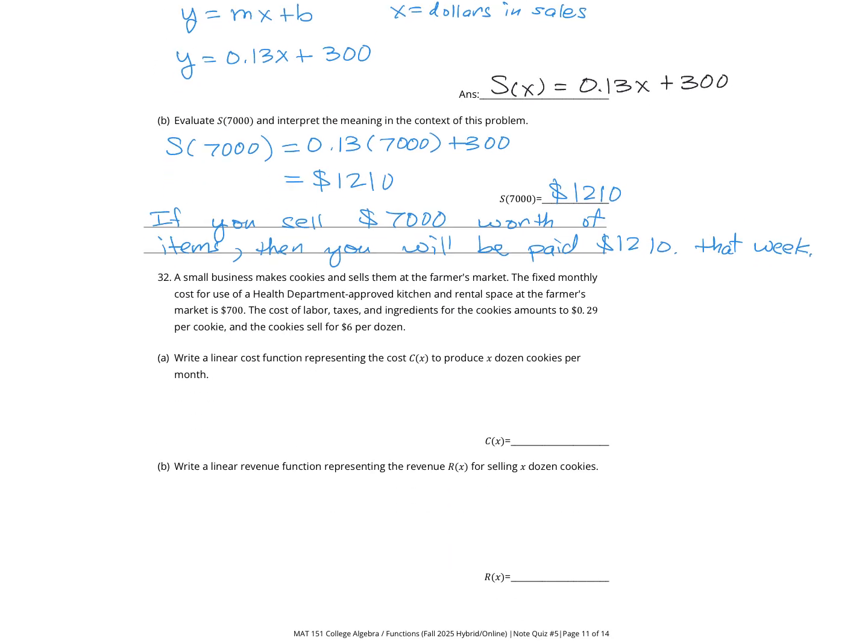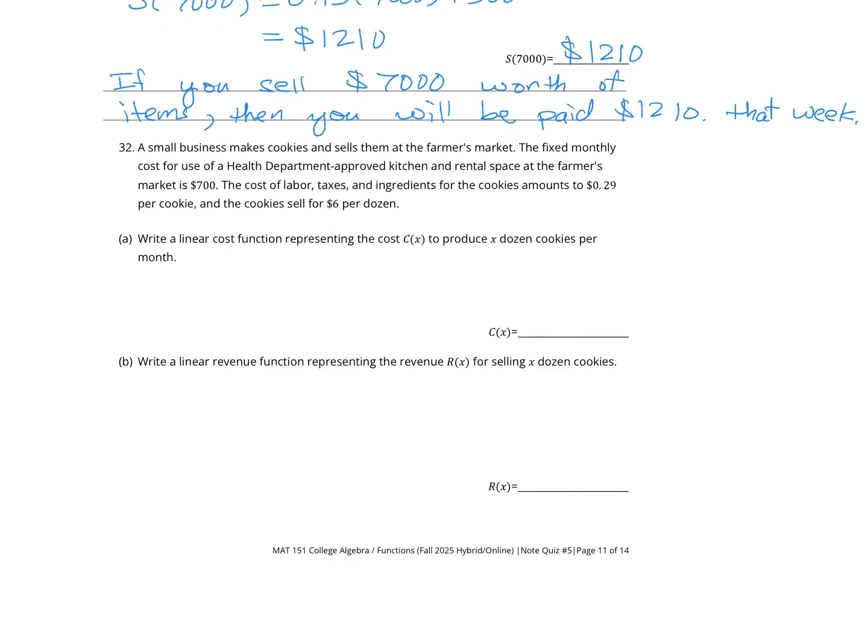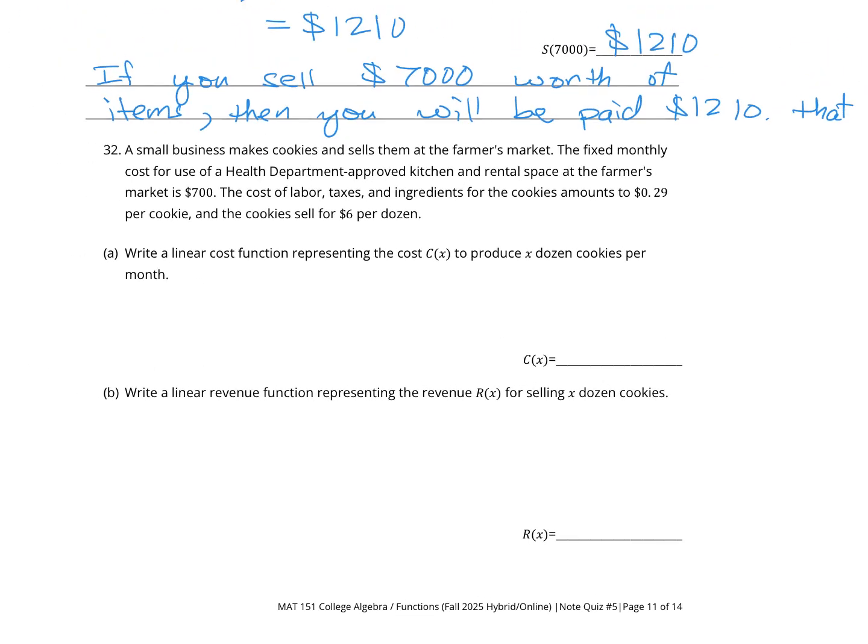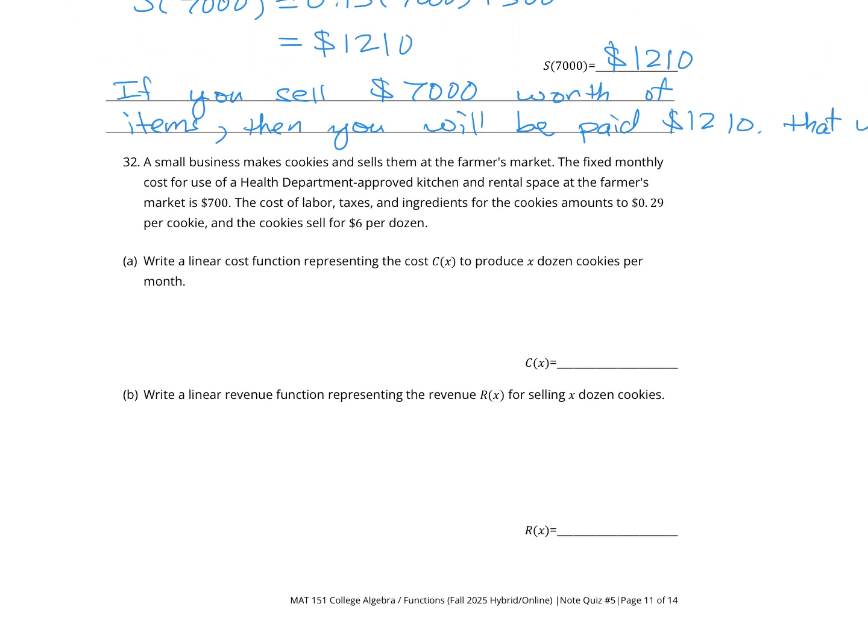All right, so now we're going to talk about a different kind of problem, which talks about costs, profits, and revenues. So we have a small business owner who's going to be making some cookies and selling them at a farmer's market. The fixed cost they have to pay out every single month is $700. And then they have to pay an extra 29 cents per cookie in sales to produce the cookies. Think about flour, labor, all that kind of stuff. And then they're going to turn around and charge $6 per dozen for their cookies.